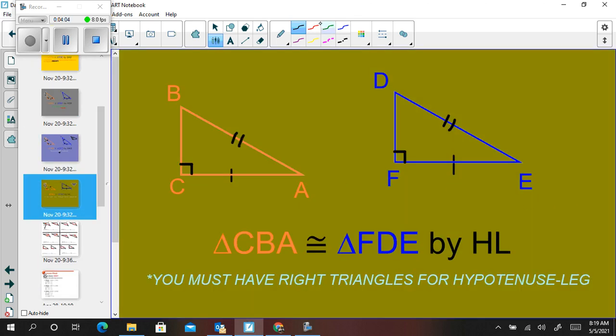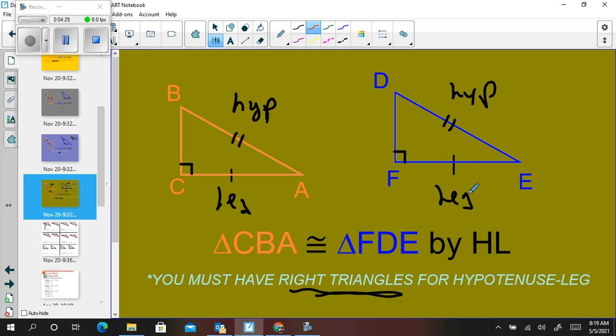And last, hypotenuse leg. You have to have a right triangle, because the only way you can have a hypotenuse is if you have a right triangle. So if I have a right triangle and I have the hypotenuse and a leg, it looks like angle, side, but angle, side will not work. It only works when you have a right triangle, therefore it's hypotenuse leg.